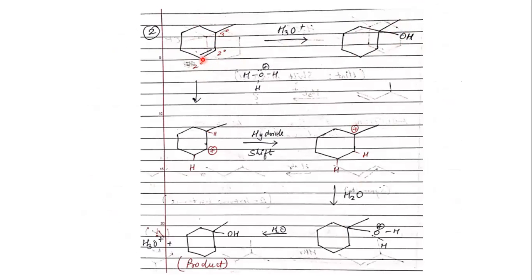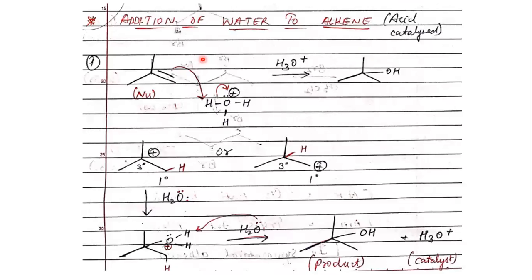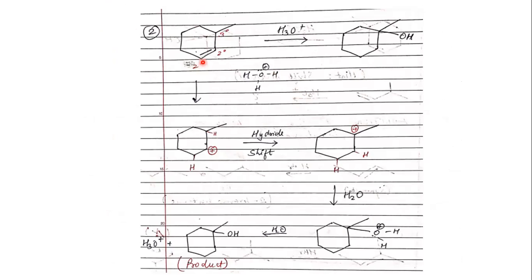If you pay attention, in the last question, the OH was added to one of the carbons that contained the double bond. This carbon contained the double bond, and your OH was attached to that carbon only in the product. If you pay attention here, the carbon-carbon double bond is here, but the oxygen is attached to this carbon. We'll see why that happens.